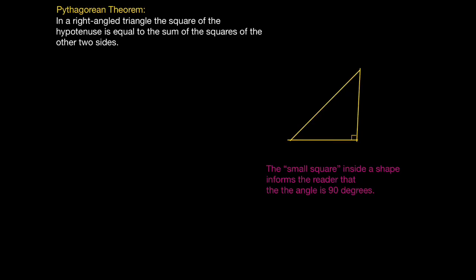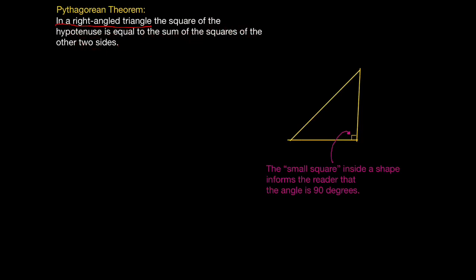One thing we have to look for is this small little square, because the small square inside a shape informs the reader that the angle is 90 degrees. So as long as we have this, we know that, hey, we're in good hands and we can use the Pythagorean theorem.